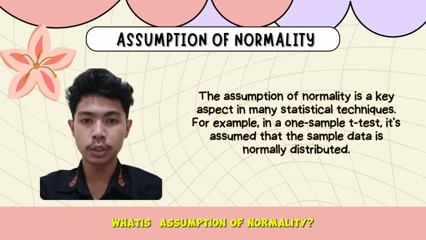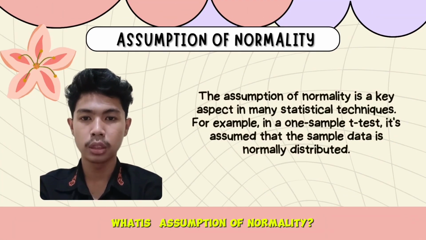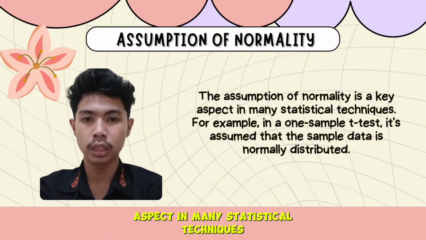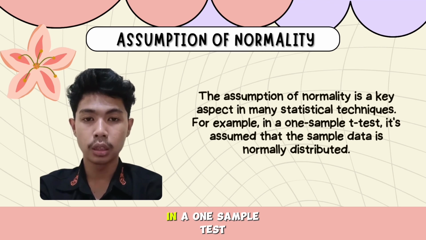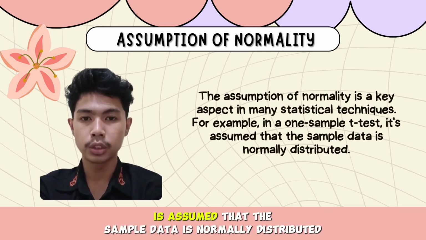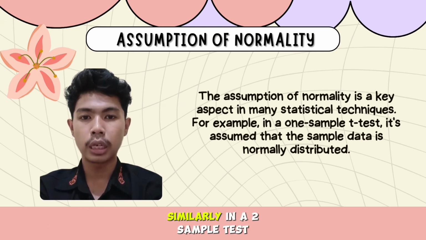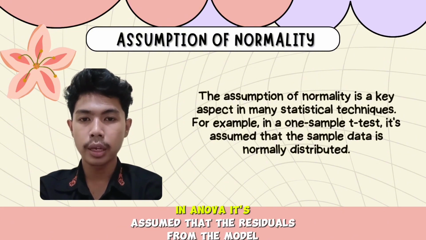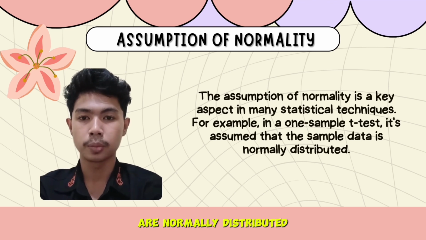One, what is the assumption of normality? The assumption of normality is a key aspect in many statistical techniques. For example, in a one-sample test, it's assumed that the sample data is normally distributed. Similarly, in a two-sample test, it's assumed that both samples are normally distributed. In ANOVA, it's assumed that the residuals from the model are normally distributed.